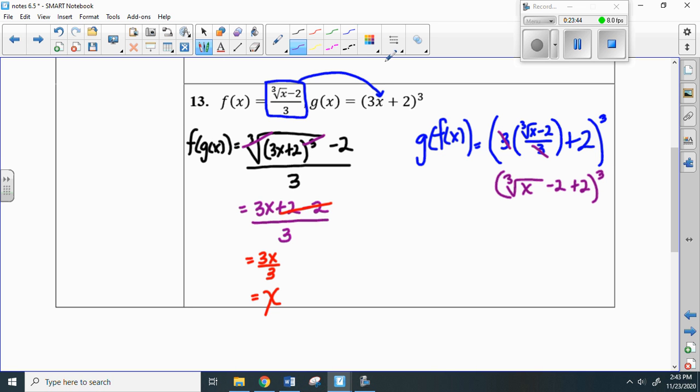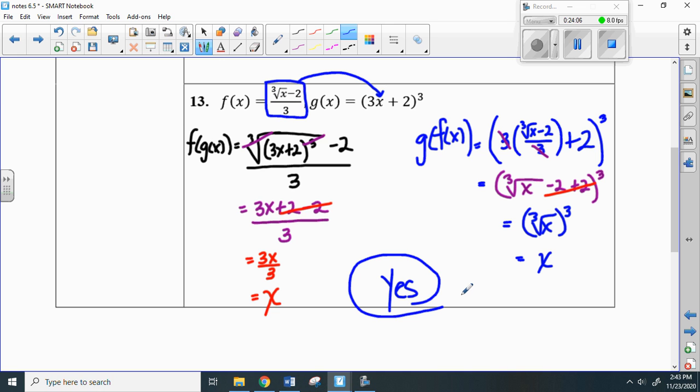But then we still need to simplify inside the parentheses to see if anything else goes together before we take care of the exponent on the outside. And now the cube root and the cube cancel, and I get x. And since they both equal x, they are inverses of each other. Okay? I know some of those take a little bit longer, but it's really good practice for composition. And so you should be experts at composing 2 functions together when you're finished with this. Okay, and that concludes our Unit 6, and we will be preparing for a test soon.